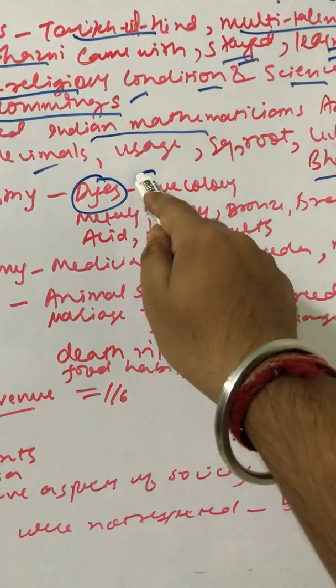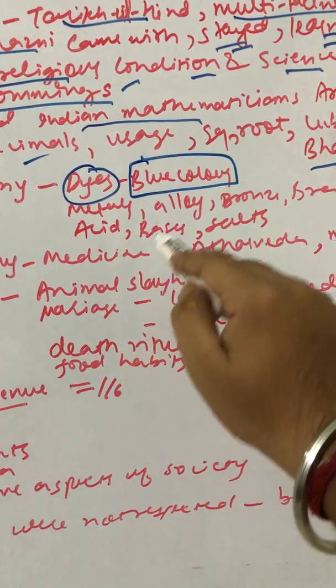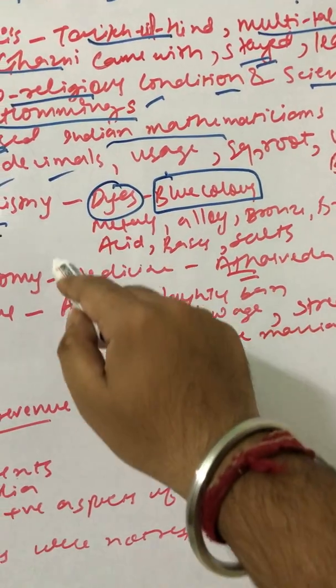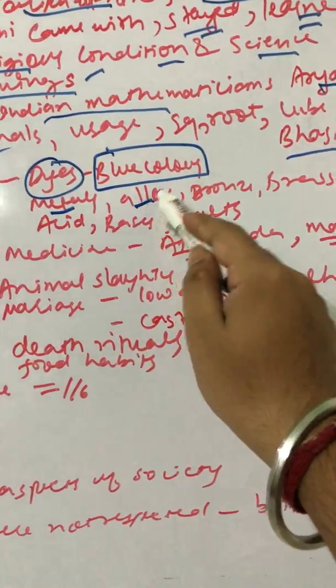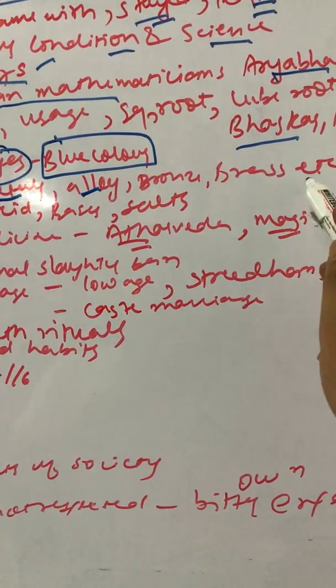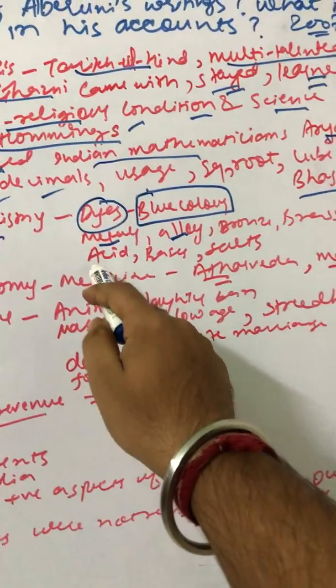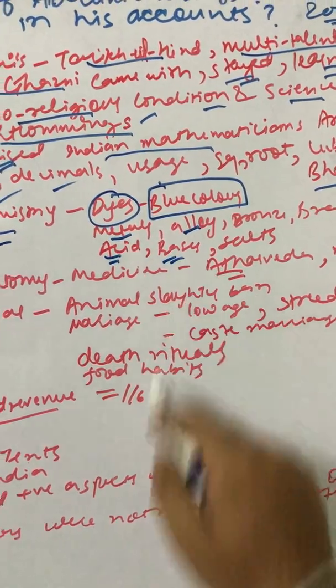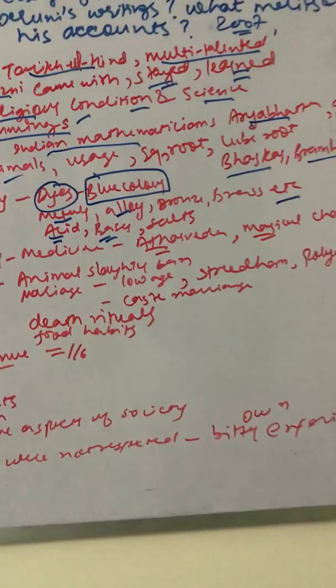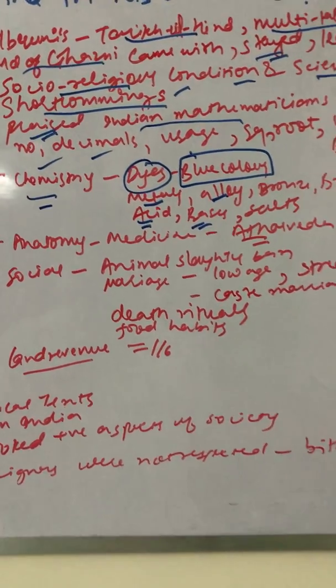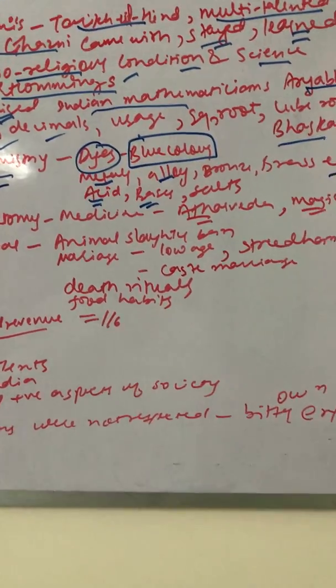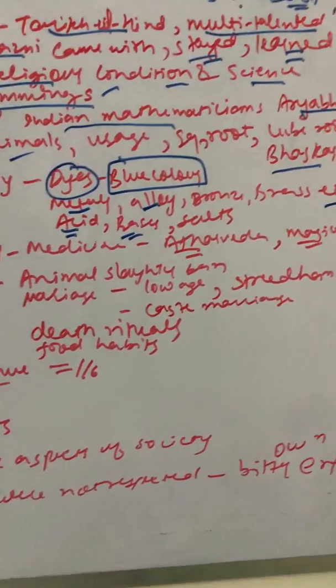Also, regarding chemistry, he told us about the usage of various dyes, such as the blue color. He told about metals and alloys, bronze, brass, etc., which were used for centuries. He said that Indians knew how to make various acids, bases and salts and their usage. In the field of anatomy also, he was influenced by the Indian medicine system.